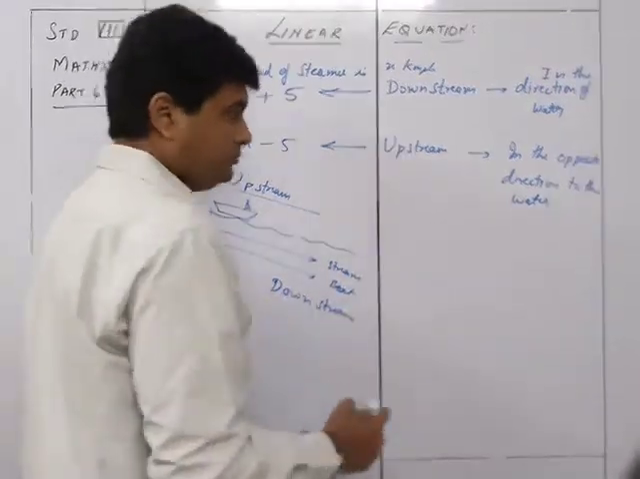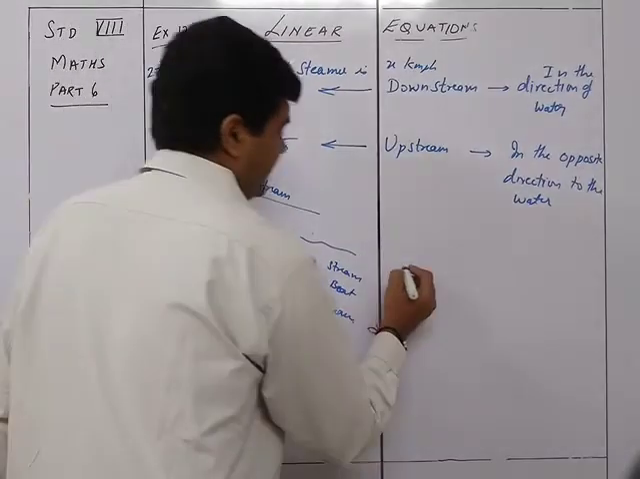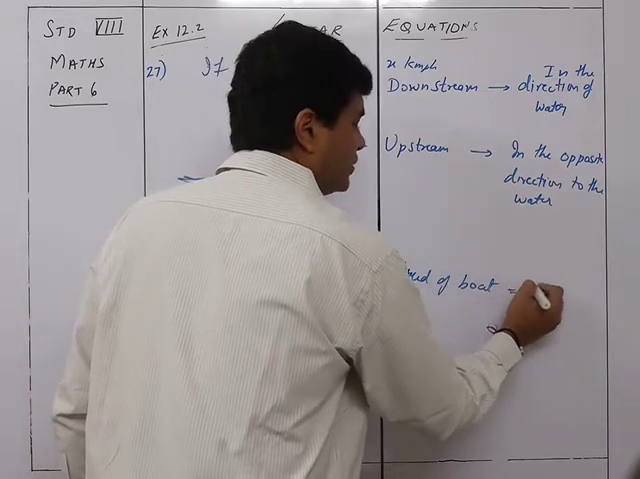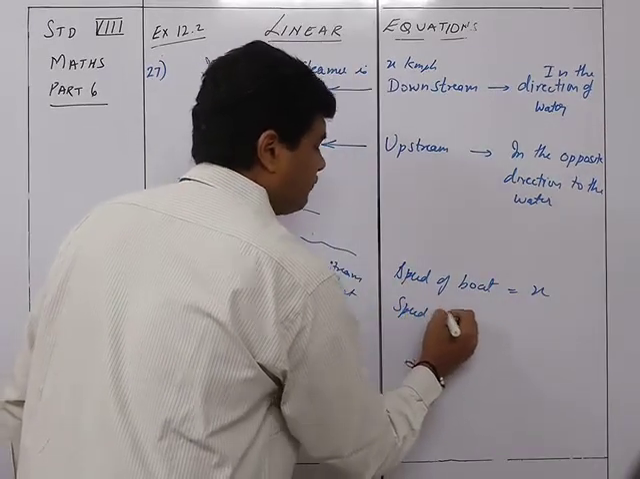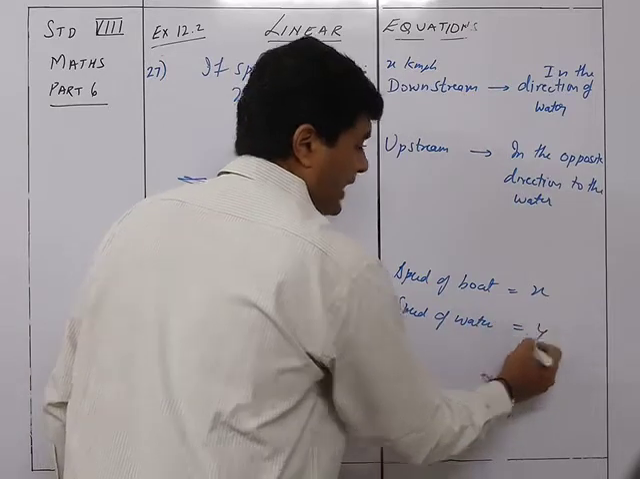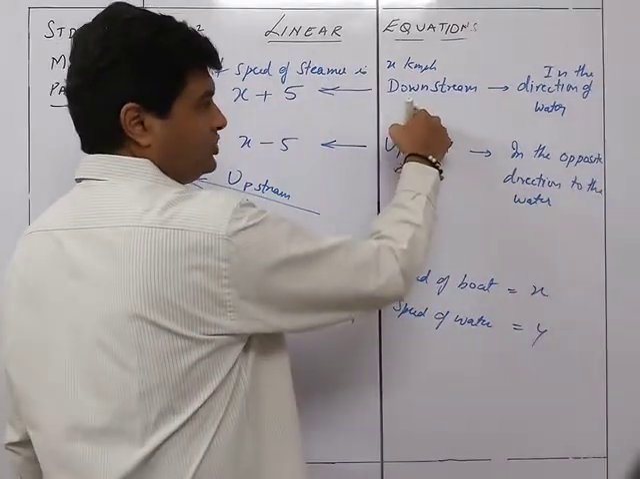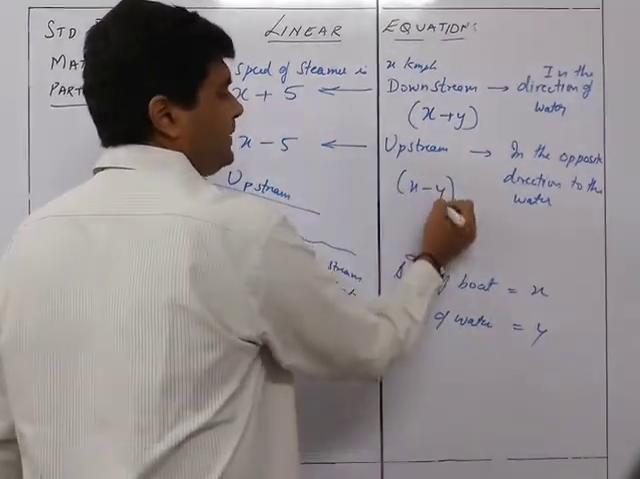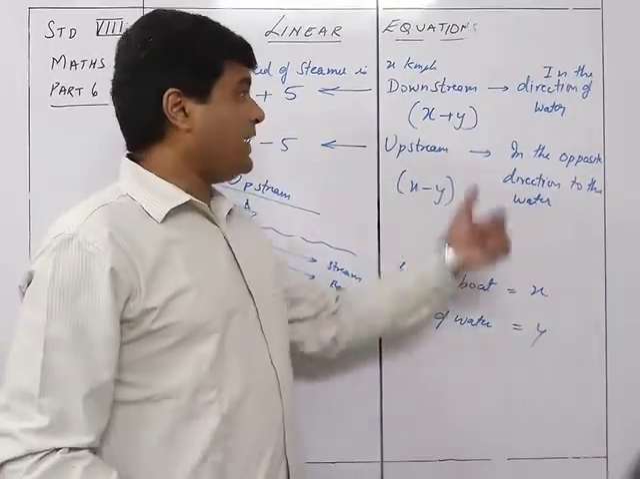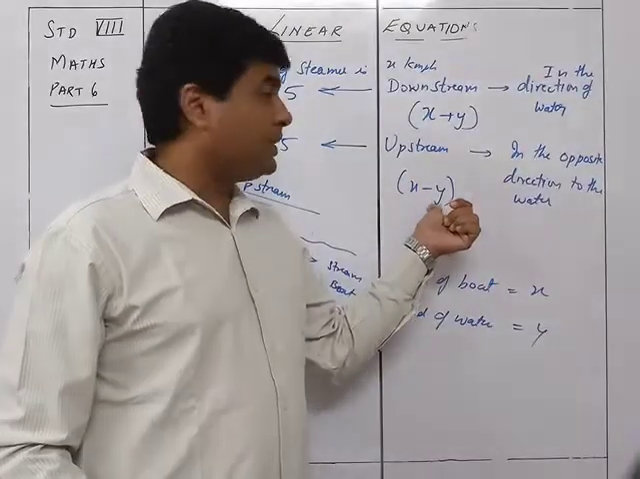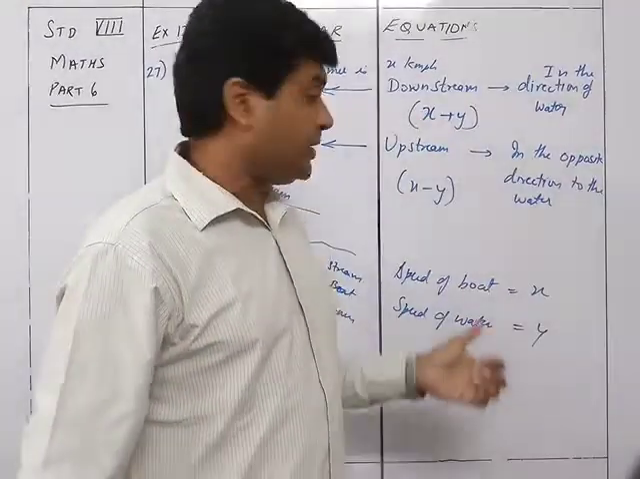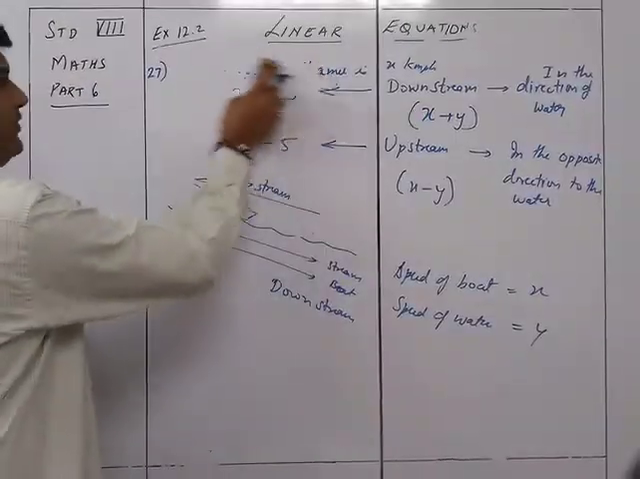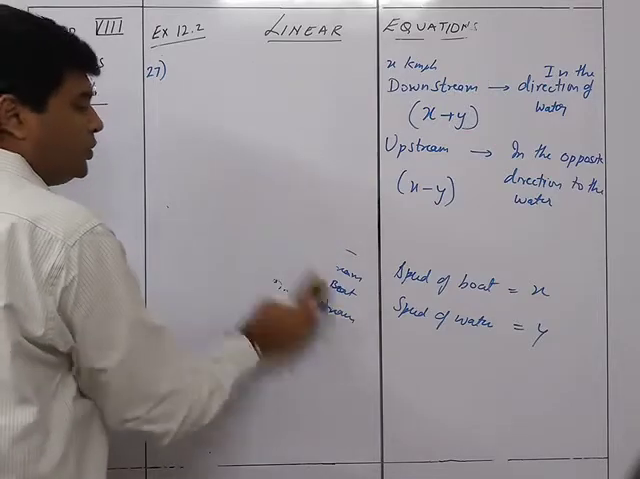Okay, so in this particular condition, if I say the speed of the boat is equal to x and the speed of water is equal to y, then in case of downstream, x plus y is the speed downstream and x minus y is the speed upstream. This is very, very important. If you know this, then the sum becomes easy. But if you don't understand this, then you will not be able to know what to do.